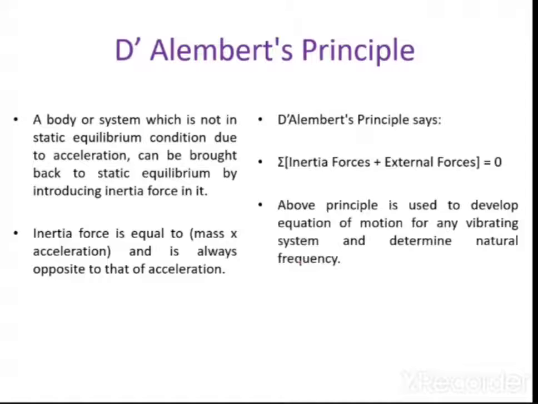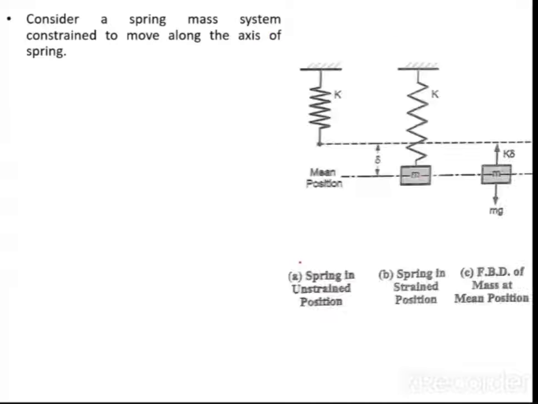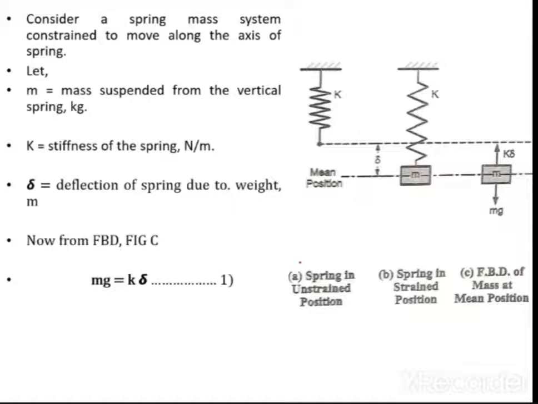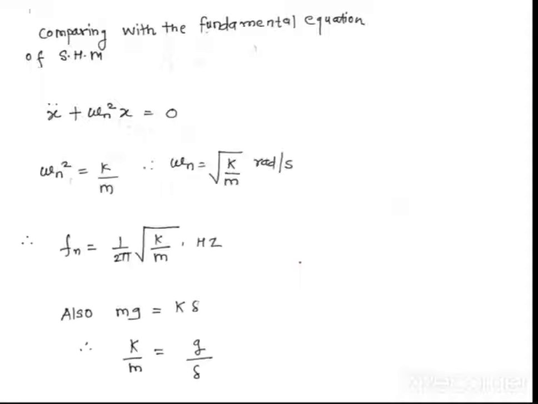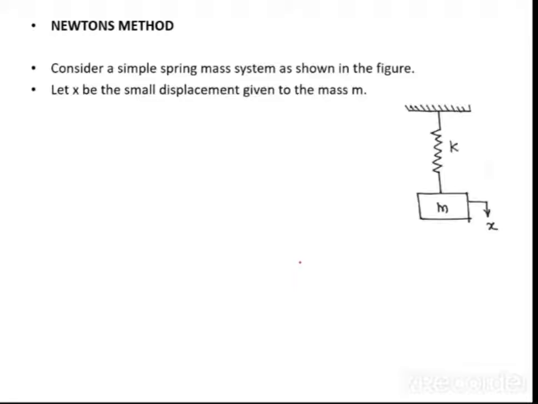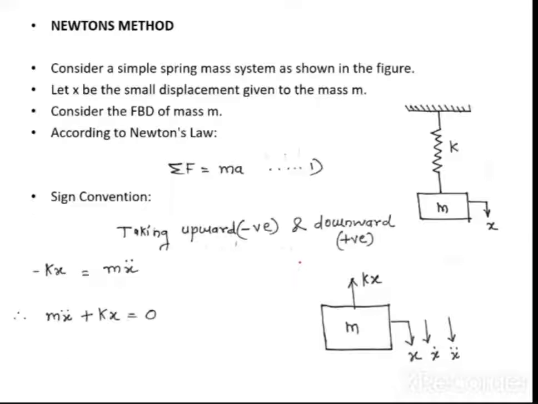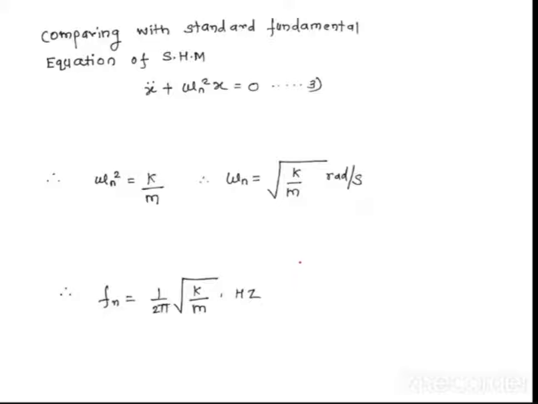The first one, the very easiest one, is nothing but D'Alembert's principle. So finally, by using D'Alembert's principle, we have got a formula called Fn is equal to 1 upon 2 pi square root of k upon m. So a very important formula. Again, I have explained Newton's method. By using Newton's method also, you have got the same formula, right? Fn is equal to 1 upon 2 pi square root of k upon m.